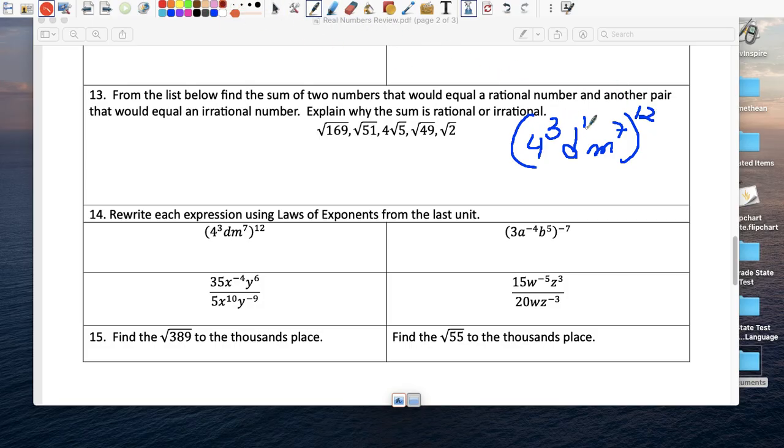I'm not going to expand this and do it, but the shortcut is that when we have a power to a power, we multiply the 2 powers. So the 12, remember, is going to multiply every exponent inside the parentheses. So we actually get 4 to the 36th power, d, 1 times 12, so d to the 12th power. And then the m, 7 times 12 is 84. That's your final answer.